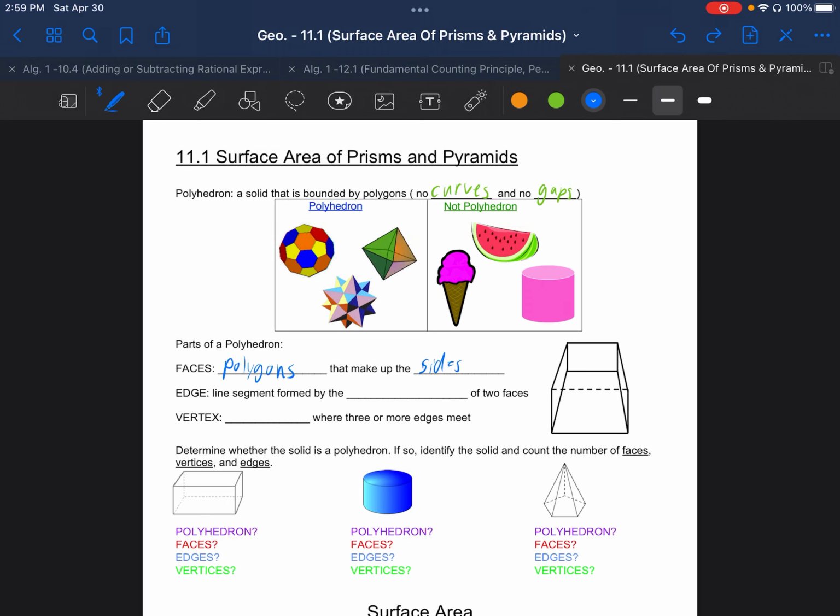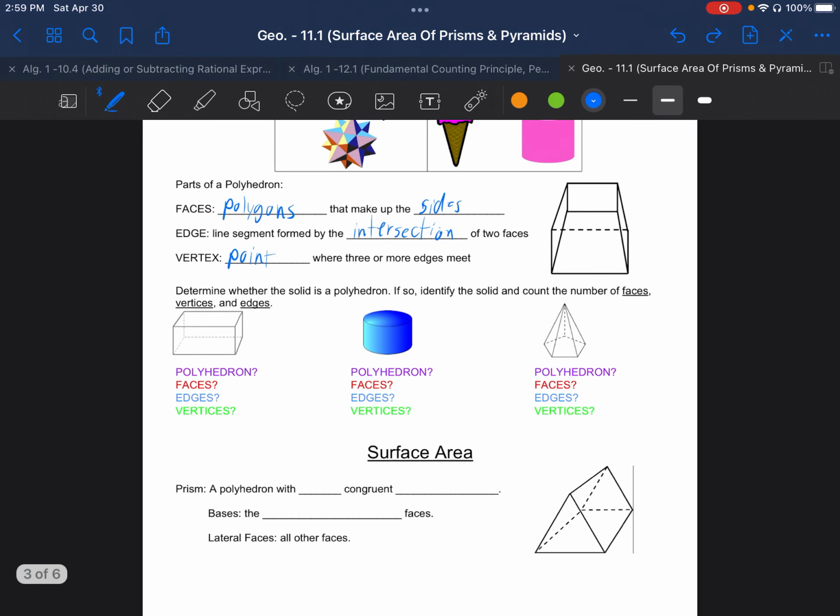An edge is a line segment formed by the intersection of 2 faces. So in this example here, this trapezoid is a face, and this rectangle is a face. One of the edges is right here, the line segment connecting the 2. And we also have a vertex, which is a point where 3 or more edges meet. So very similar to what we had with polygons as far as edges and vertices. So a vertex right here, here, here, and it just keeps going anywhere you see a point.